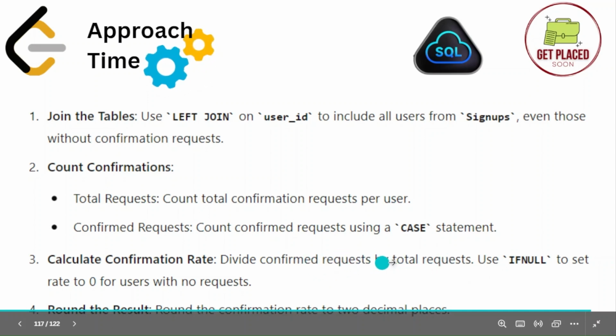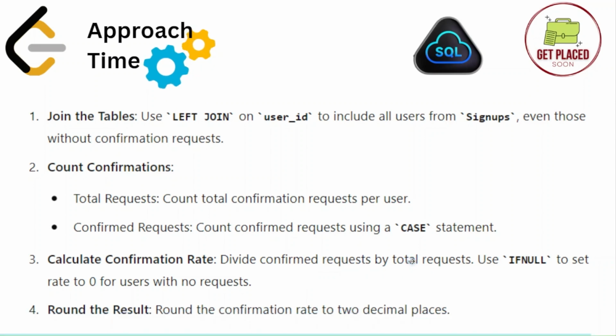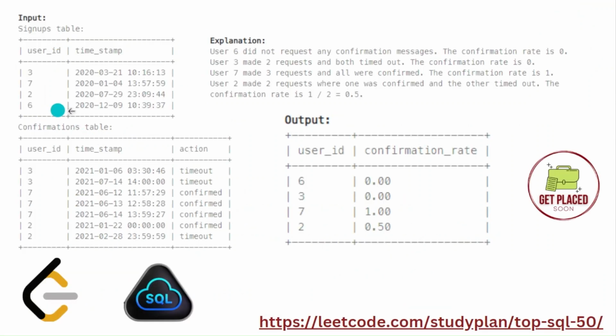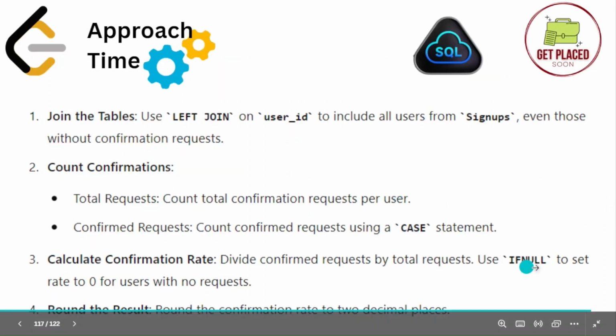After calculating the confirmation rate, you might have users like the sixth user who did not make any request at all, and the result shows null. To set null values as 0.00, we use the IFNULL statement in SQL.